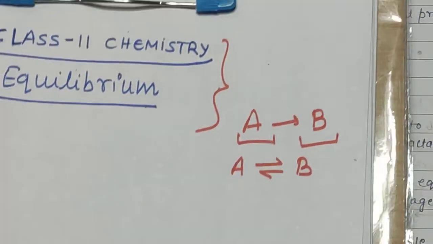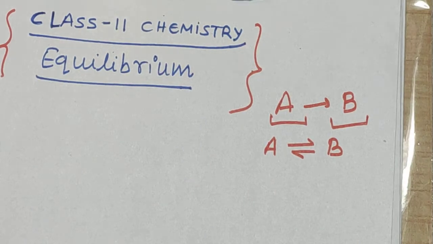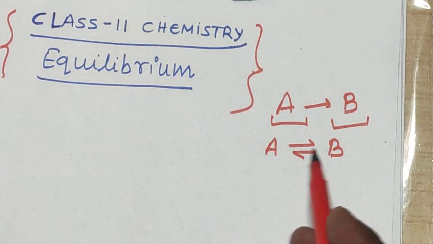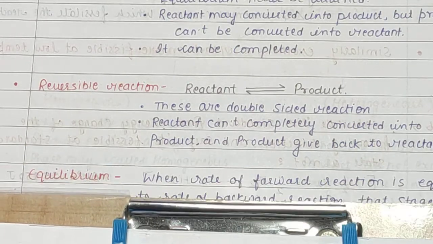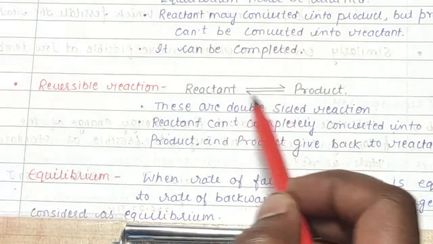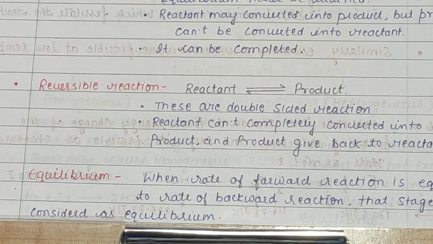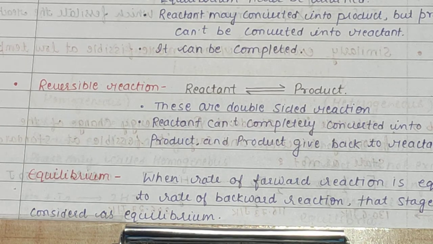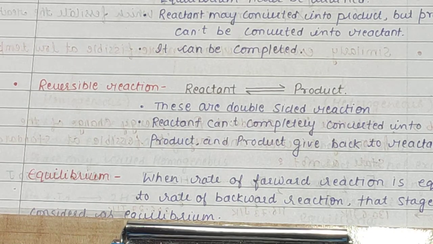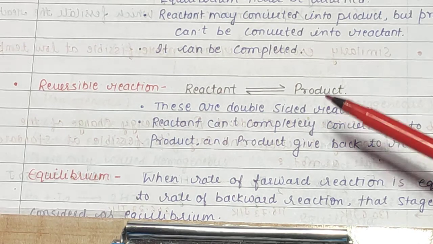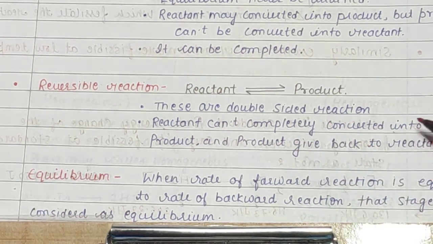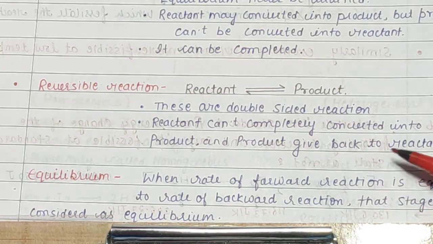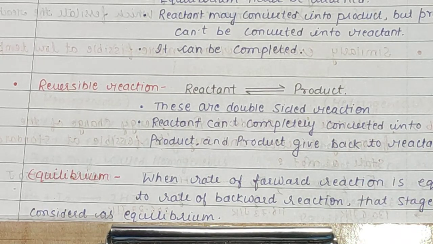Like I have explained to you, A is converting into B and B can also be converted into A. So similarly, in a reversible reaction, reactants and products are in equilibrium, and this is the sign of equilibrium. These are double-sided reactions. The second point, reactants cannot completely convert into product, and product gives back reactant, as I explained before. So now what is equilibrium?